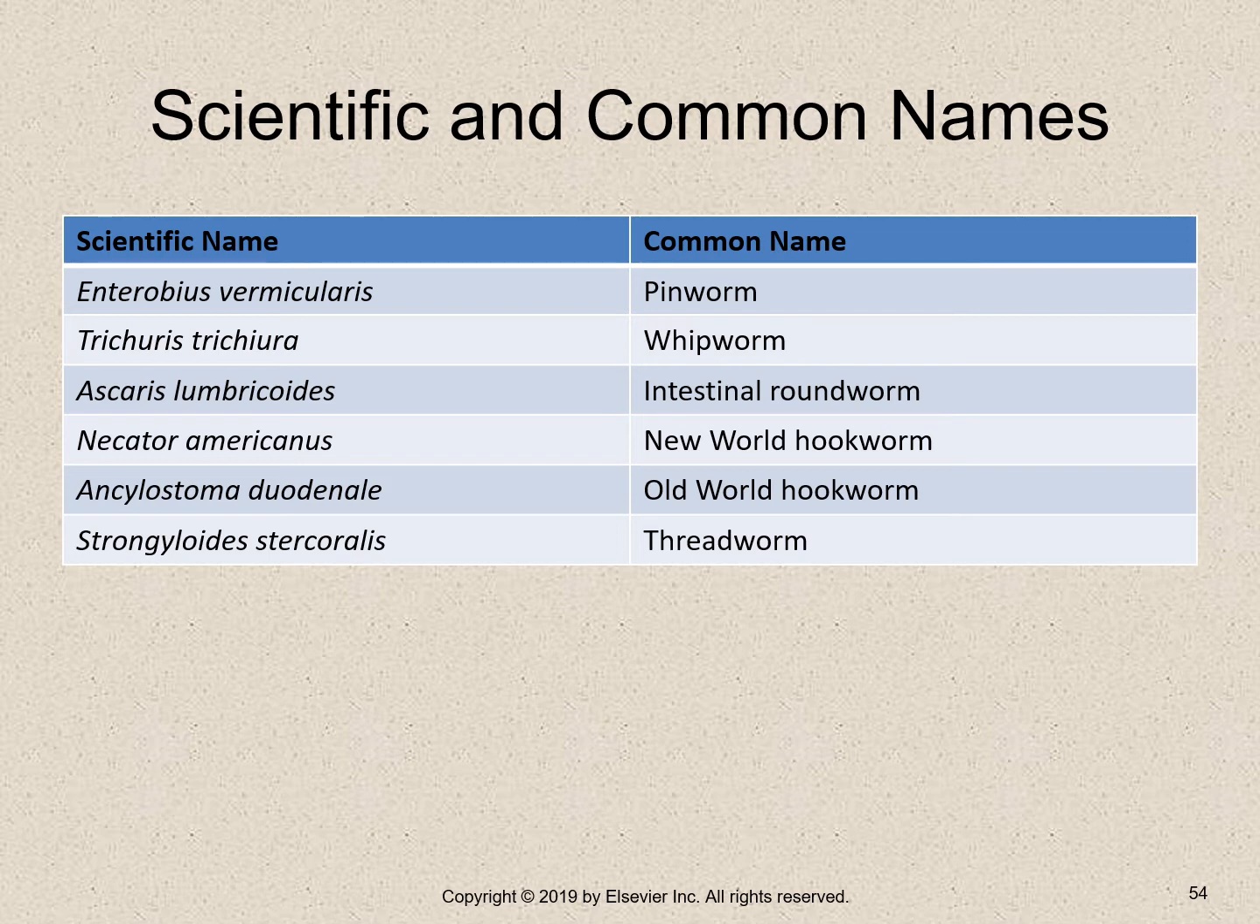So first, looking at some of the intestinal roundworms, again we have a table showing the scientific name or the species name and common names associated with them. One you may have heard of is pinworm, Enterobius vermicularis. We'll discuss each of these in a little more detail.